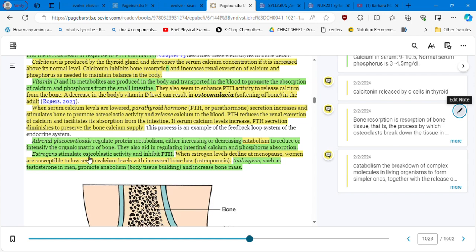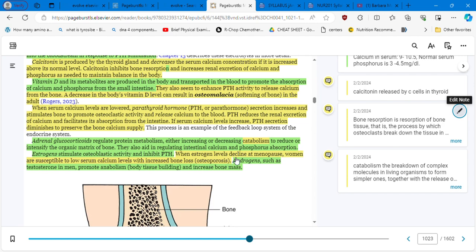Estrogens stimulate osteoblastic activity. Estrogens stimulate the birth of new cells, osteoblastic activity, and inhibit PTH. So I'm giving birth to new cells, but I want you to stop the placement of calcium into the serum. I don't want you to put that thing in yet. I want you to let those new cells develop and mature in the bone, right?